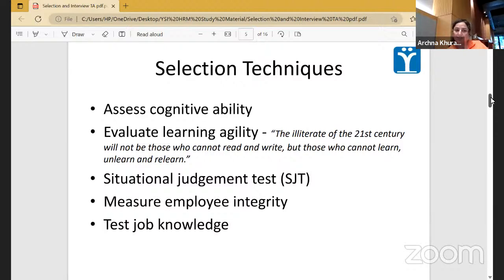The first one is to assess cognitive ability. Suppose you are an interviewer and you have to take an interview. How are you going to assess the cognitive ability of somebody? Let's first understand what cognitive ability is. What do you feel about what cognitive is? Have you ever heard about this word cognitive?